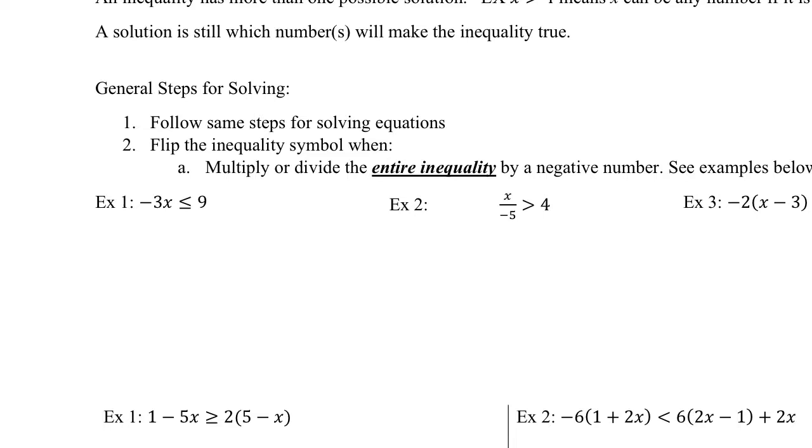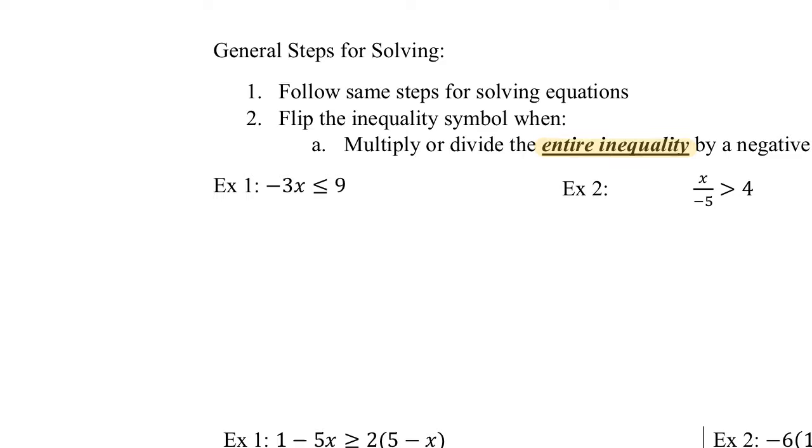So if you ever divide or multiply the entire inequality by a negative number, you're going to flip the inequality symbol. So here's some examples of when to flip and when not to flip. So example 1. If I wanted to solve for x, I would have to divide by -3. Well, in this case, if you divide by -3 on the left, you have to divide by it on the right. So all of this is being divided by -3, which will cause that inequality symbol to flip around.